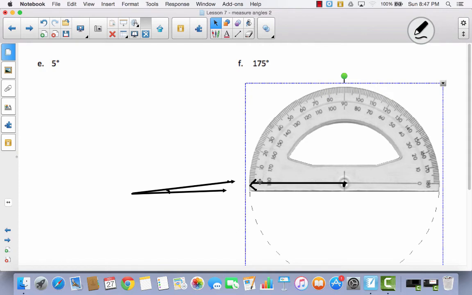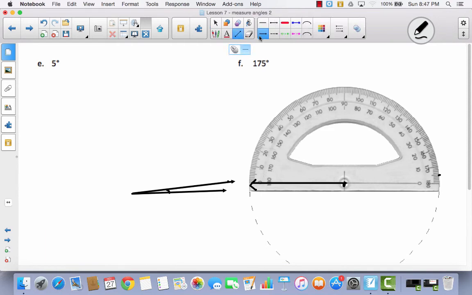So if this is 0, and I'm going to go 10, 20, 30, 40, 50, 60, 70, 80, 90, 100, 110, 120, 130, 140, 150, 160, 170, 175. It's going to be all the way over here. And then you're going to take your protractor and use it as a straight edge again and connect your vertex to the point that you drew.